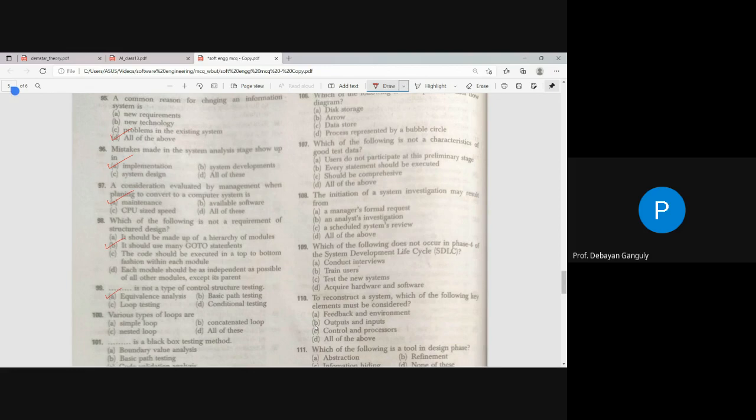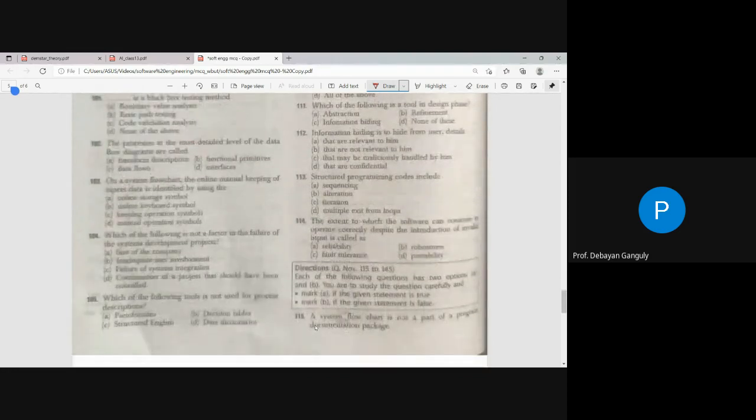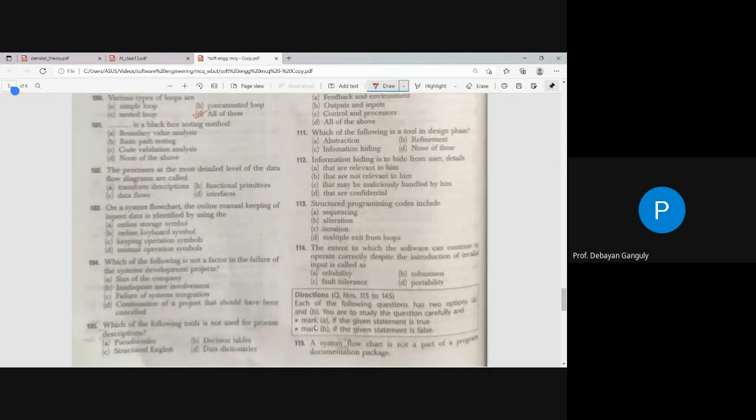Various types of loops are simple loop, of course concatenated loop, nested loops, all of the above. 101. Which is a black box testing method? Of course boundary value analysis, that is a black box testing method. The processes at the most detailed level of the data flow diagram, you can say there is a functional primitives. On a system flowchart, the online manual keeping of input data is identified by using, you can say, online keyboard symbol.